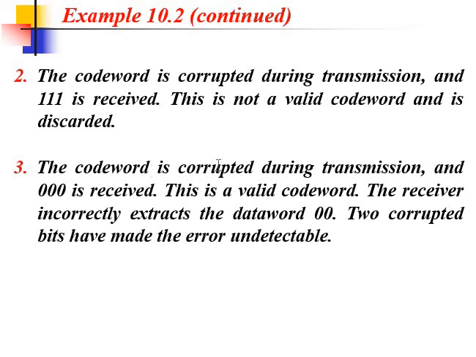Similarly, for the 3 bits we have this process. The code word is corrupted during transmission and 00 is received. This is a valid code word. The receiver incorrectly extracts the data word 00. The 2 corrupted bits have gone undetected. So this is what happens during error detection.